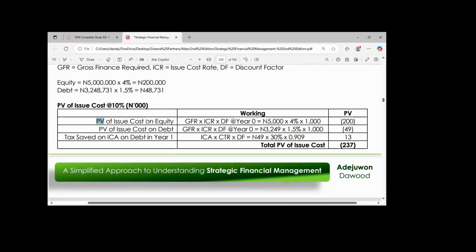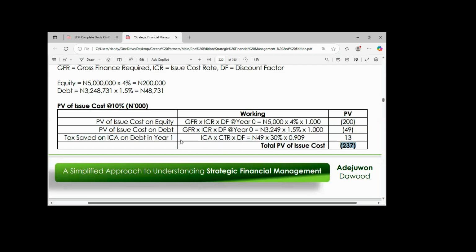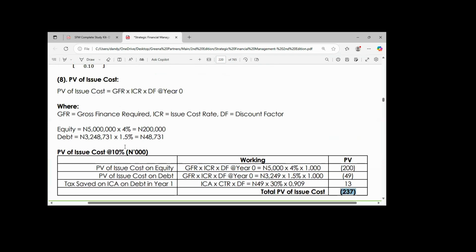That's what I did there. You can see that I calculated the present value of issue cost on equity to be 209, and the present value of issue cost on debt to be 49. Then you calculate the tax saved on issue cost on debt in year one only, and that produced the 13. So you have the total PV of issue cost to be 239. This is how to treat it if you are given both equity and debt for your issue cost.